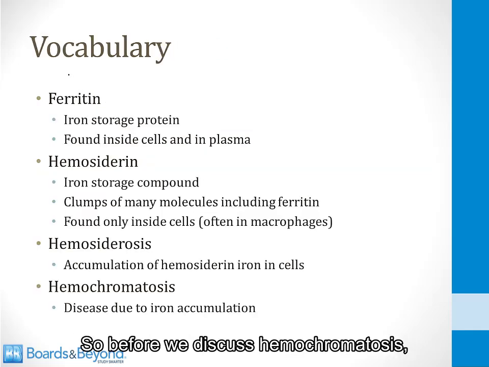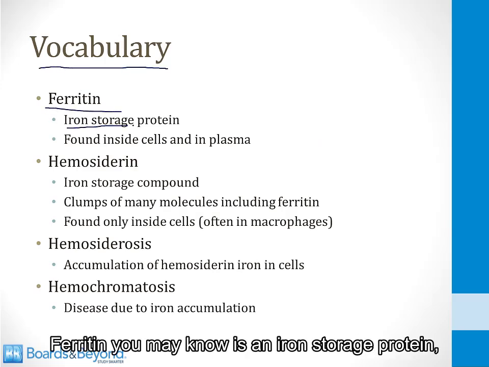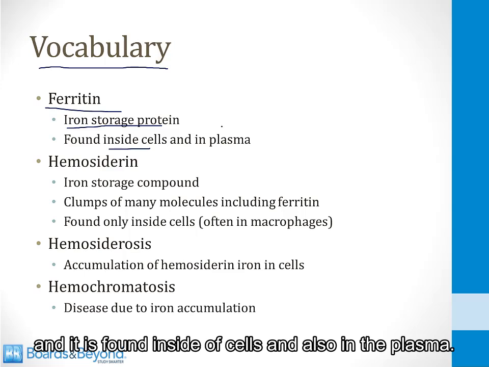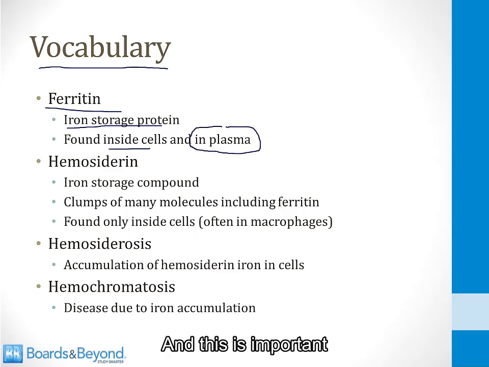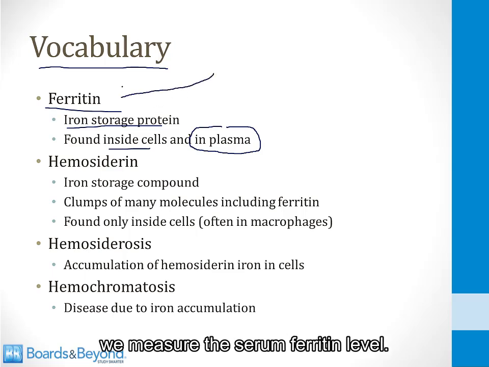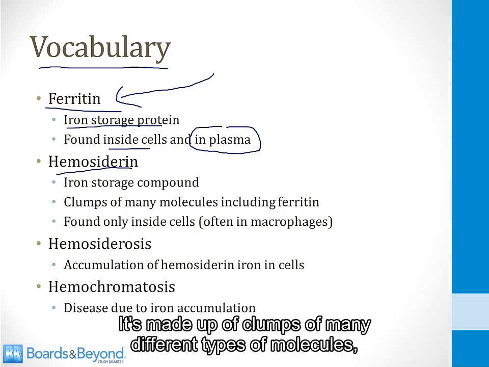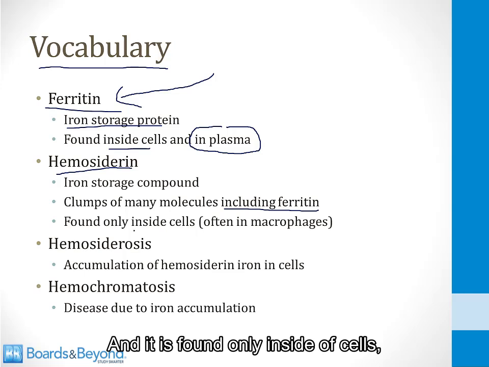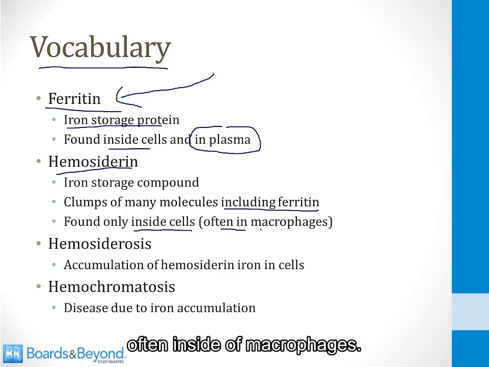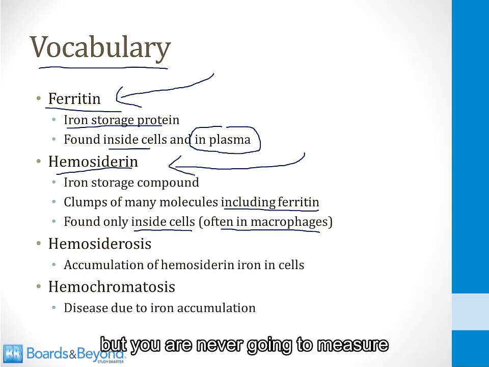So before we discuss hemochromatosis, let me just review some vocabulary. Ferritin, you may know, is an iron storage protein, and it is found inside of cells and also in the plasma, and this is important because in the workup of iron disorders and certain types of anemia, we measure the serum ferritin level. Hemosiderin is also an iron storage compound. It's made up of clumps of many different types of molecules, including some ferritin, and it is found only inside of cells, often inside of macrophages. You may see hemosiderin on a biopsy specimen, but you are never going to measure a plasma hemosiderin level.